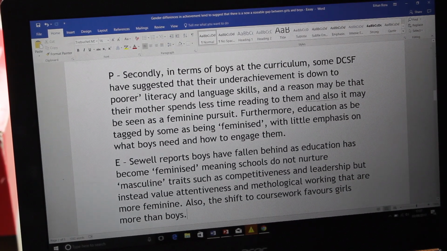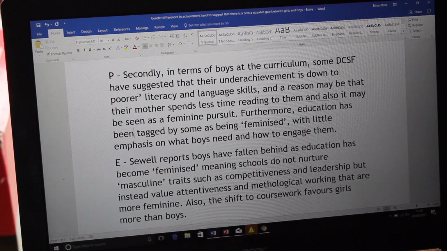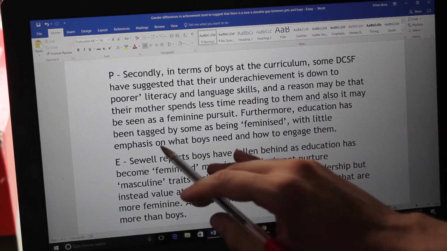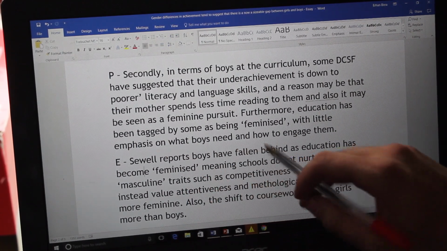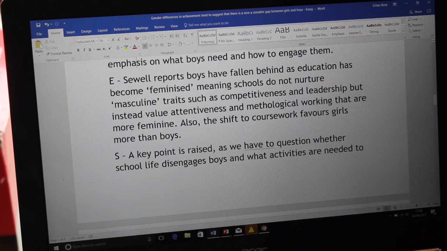Furthermore, education has been tagged, again, no one's perfect, but has been tagged by some as feminized. Okay, I'm to explain this in my explanation, with little emphasis on what boys need and how to engage them. So how can I explain that? So Tony Sewell, he's a theorist now. Again, put my second theorist in. Actually, I've had 3 up to now.